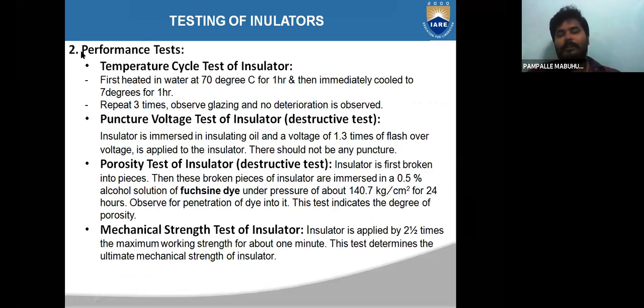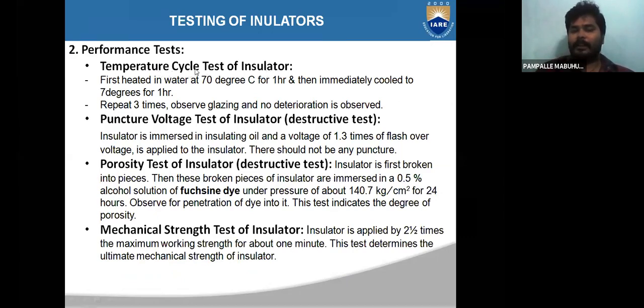So next is the performance test. Under the performance test, you have different methods, which are the temperature cycle test, puncture voltage test, porosity test, and mechanical strength test. You are going to apply these methods in the performance test. So let us see the temperature cycle test.